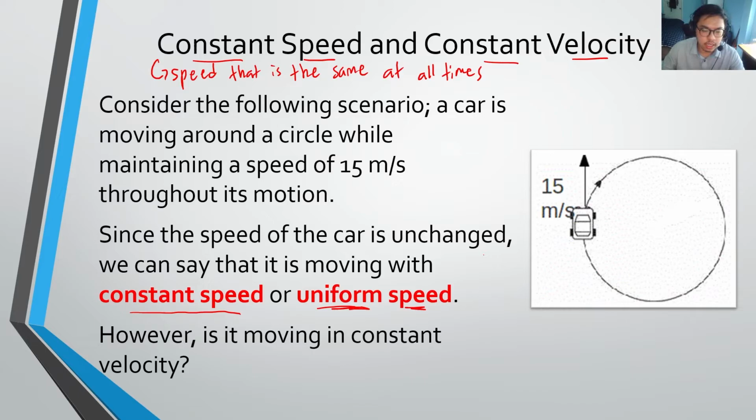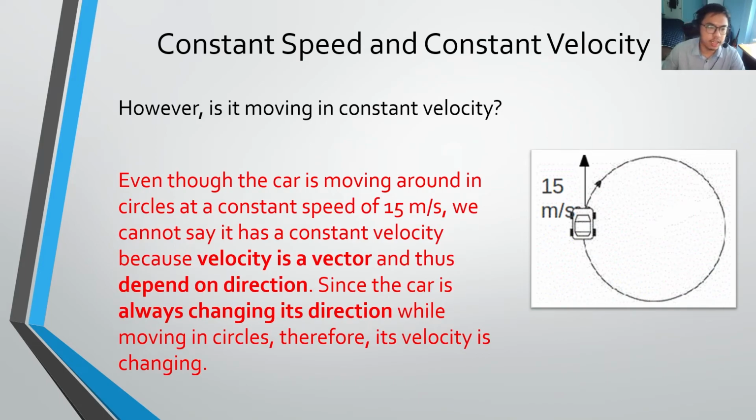However, when you think about this in terms of velocity, you have to ask yourself, is it moving in constant velocity? And here's the answer to that. It's quite long. Okay, let's read. I'm going to read it out. Even though the car is moving around in circles at a constant speed of 15 meters per second, we cannot say it has constant velocity. Because remember, velocity is a vector, and thus you have to think about its magnitude and its direction. In this case, its magnitude or the speed is the same, right? But the direction is always changing. So since the car is always changing its direction while moving in circles, therefore its velocity is changing.